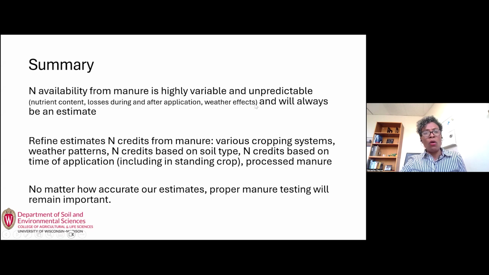So in summary, I want to say this: nitrogen availability from manure is highly variable and very unpredictable. If you think of nutrient content, we talked about the variability there, and losses during and after application. It will always be, in my opinion, an estimate, always an estimate. But is there an opportunity to refine these estimates? Absolutely. We can look at different weather patterns, various cropping systems, nitrogen credits based on soil type, timing of application, processed versus raw manure, and so on.